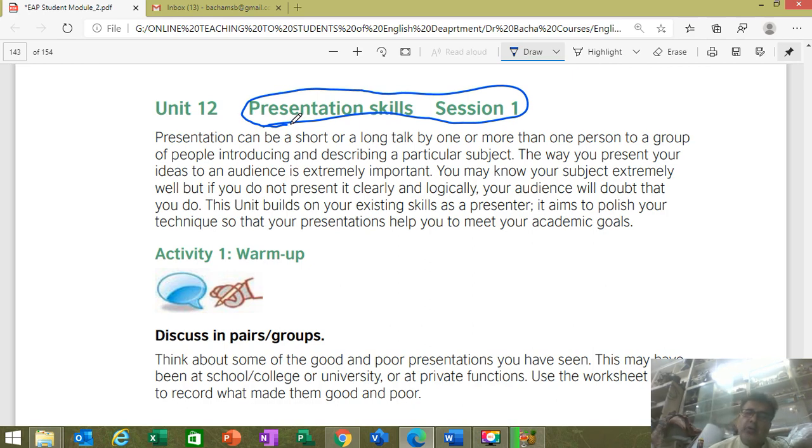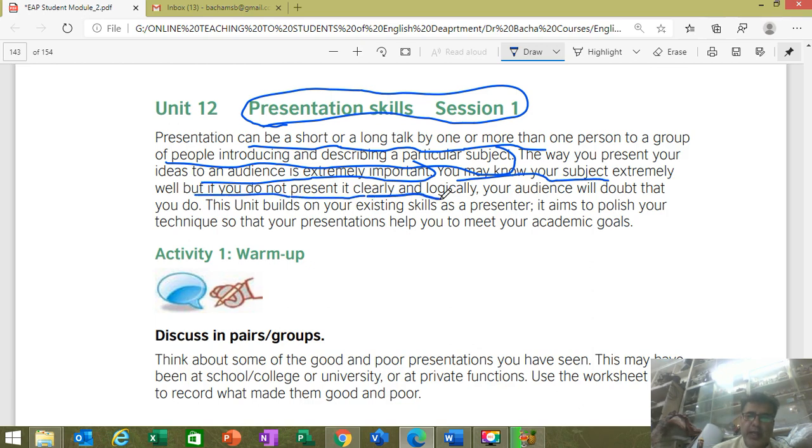Okay, I'm going to talk now about presentations. A presentation can be a short or long talk by one or more persons to a group of people, introducing and describing a particular subject. The way you present your ideas to an audience is extremely important. You may know your subject extremely well, but if you do not present it clearly and logically, your audience will doubt that you do. So this unit builds on your existing skill as a presenter. It aims to polish your technique so that your presentation helps you to meet your academic goals. All right.